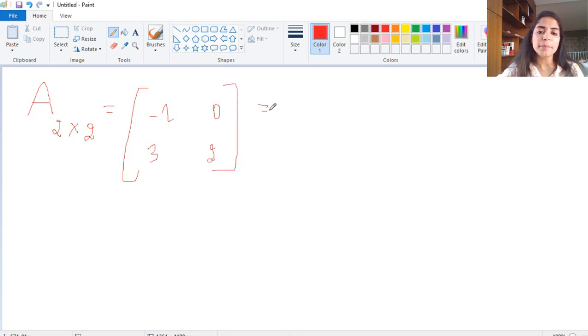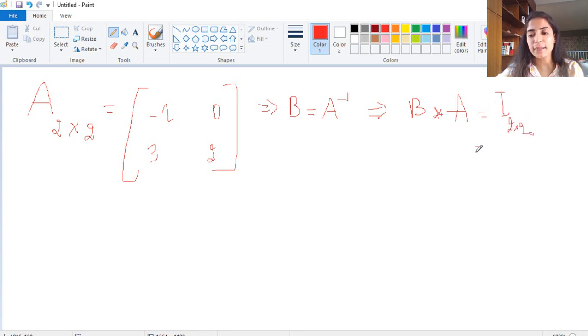And I'm going to assume that B is the inverse of A. So B is equal to A to the power of minus 1. And this should give me that B times A, or A times B, should be equal to I, the identity matrix of size 2 by 2, which is basically 1, 0, 0, 1. So how to find B?